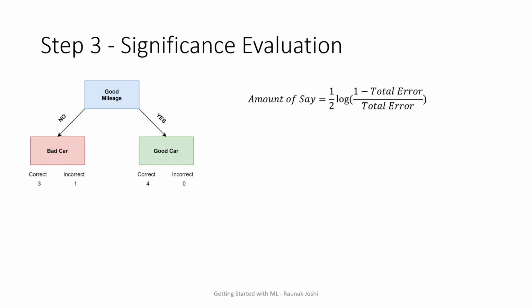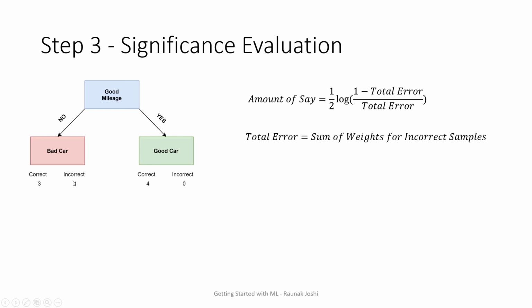The formula goes like 1/2 times log of (1 minus total error) divided by total error. Now you might be wondering what total error is. Total error is basically the sum of the weights for incorrect samples. If you count all of these samples, we have 8 samples, just like we have 8 values in our table, in which the incorrect count is 1. Here we have 0. So the incorrect value is 1, the sum of the weights of incorrect samples.